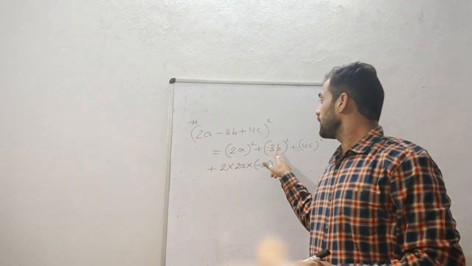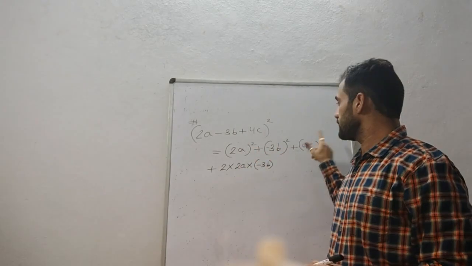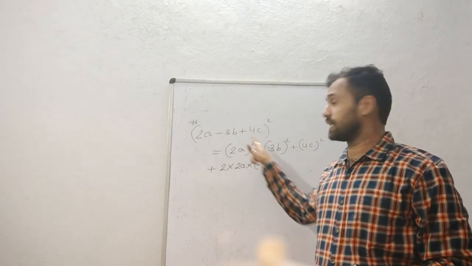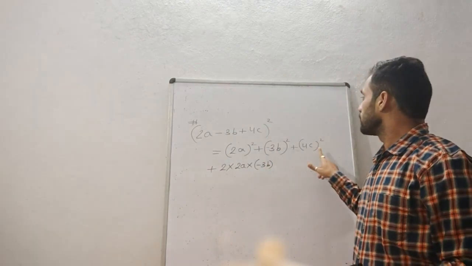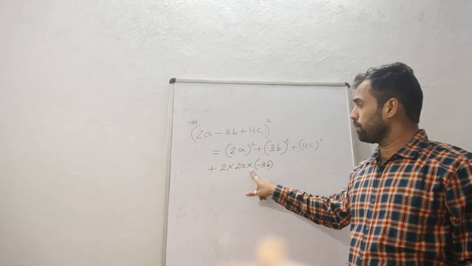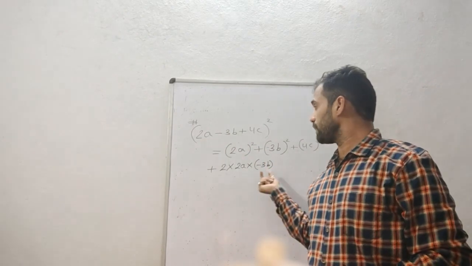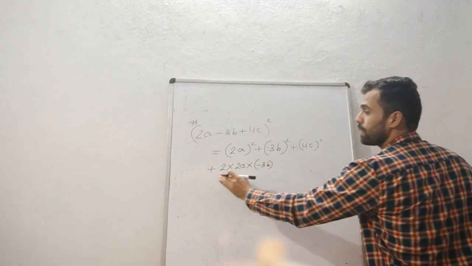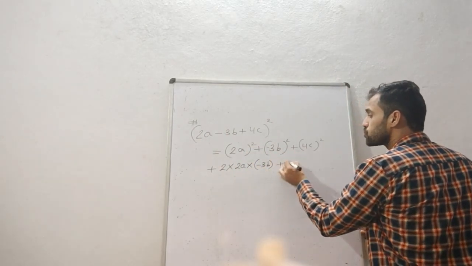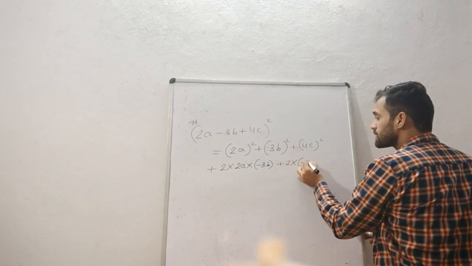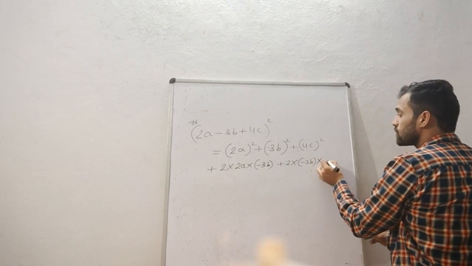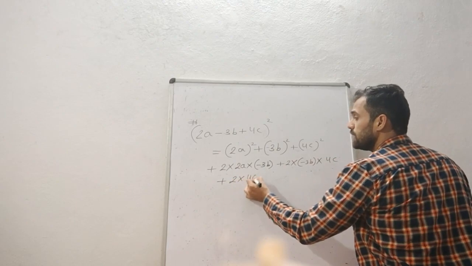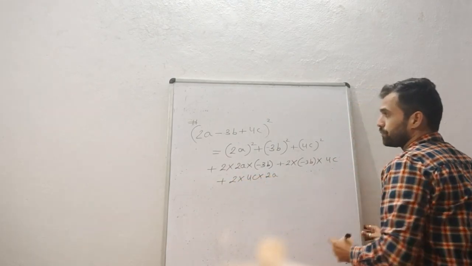Simply see what I have done here: a square plus b square plus c square. In place of b I have put minus 3b because we have a minus sign here. That's why we put minus 3b, plus c square, plus 2ab. In place of a we have 2a, in place of b we have minus 3b. Then plus 2bc, b is of minus sign so we put minus 3b, and in place of c we have 4c, plus 2ca. c is 4c and a is 2a.